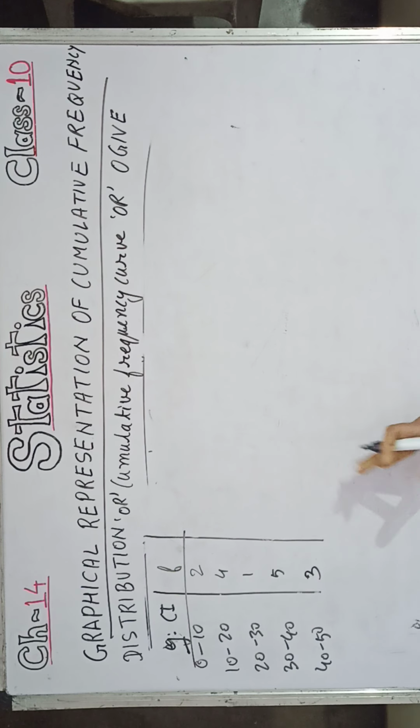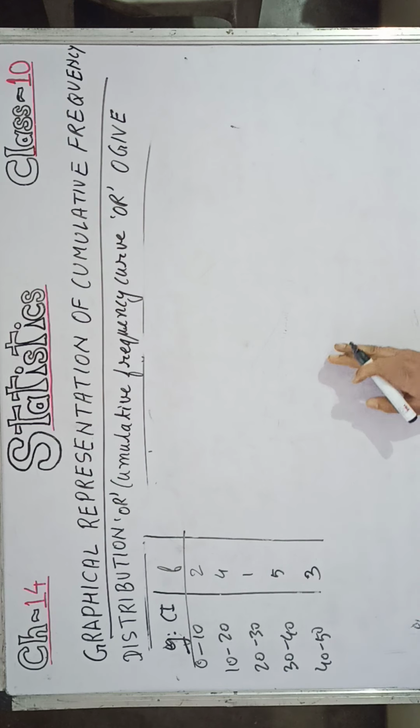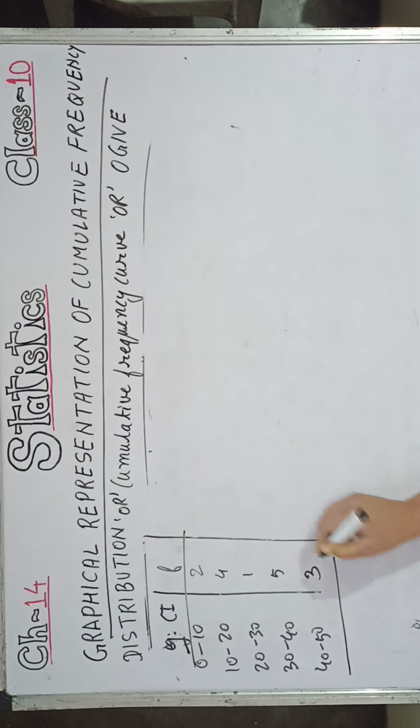Now we have to make a more than type of cumulative frequency curve or ogive. So let us make it. Now this is the question. Now the solution part, suppose, starts from here.